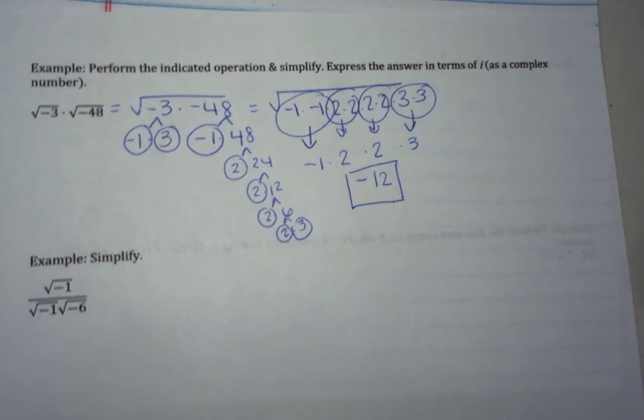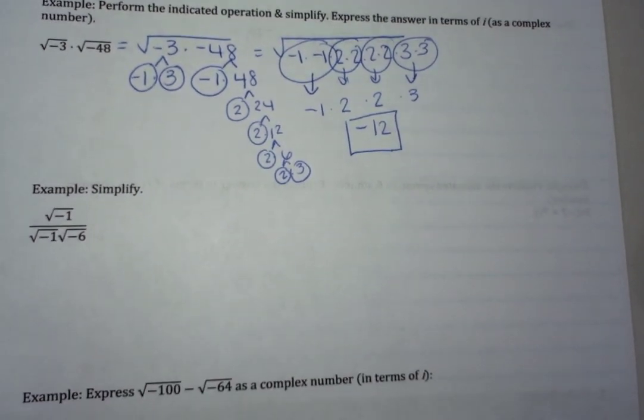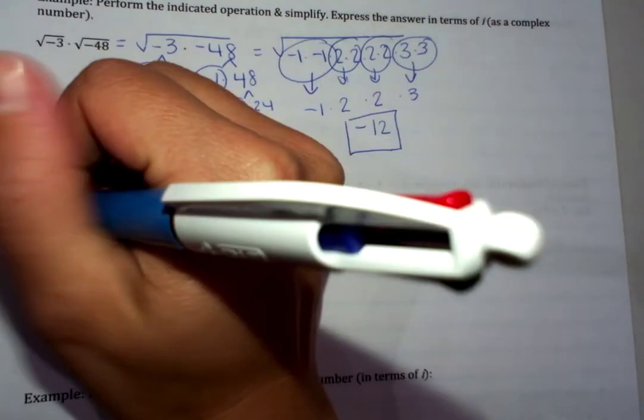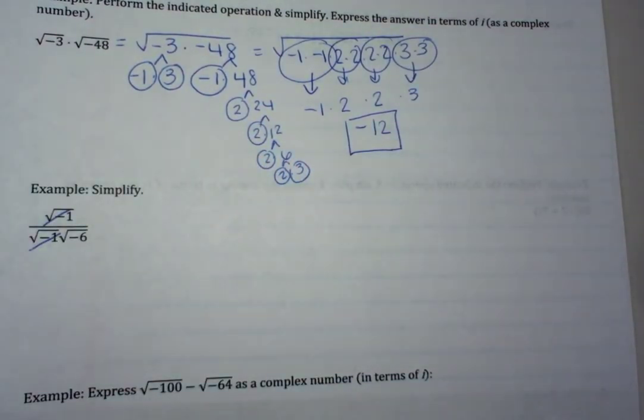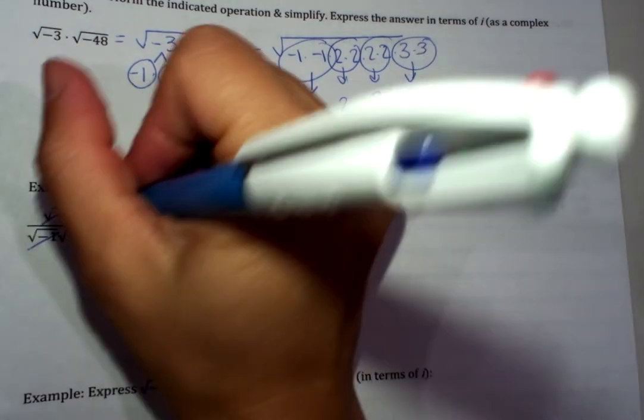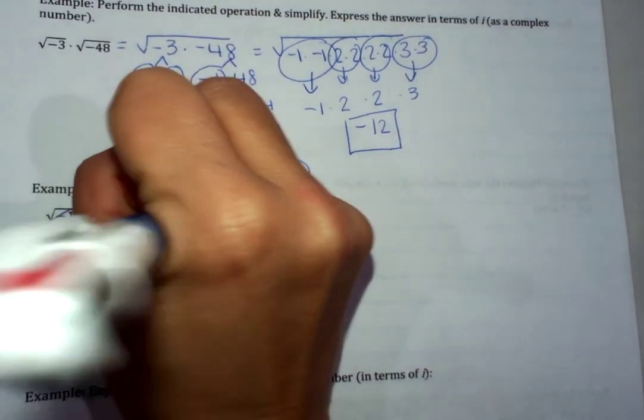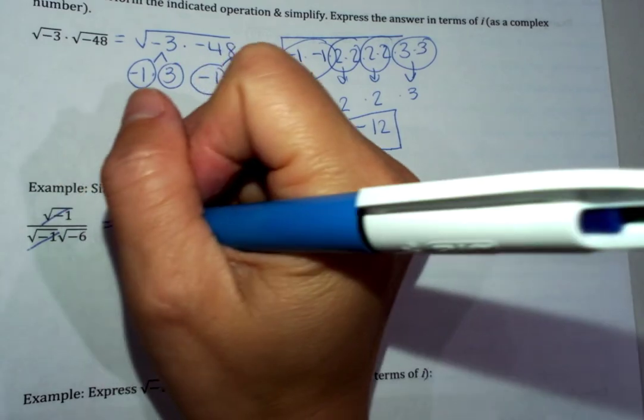Next example. Simplify the square root of -1 divided by the square root of -1 times the square root of -6. So I have the square root of -1 on the top, square root of -1 on the bottom. Those are going to cancel each other out because it's the same thing on the top, same thing on the bottom. So we're left with 1 over the square root of -6.